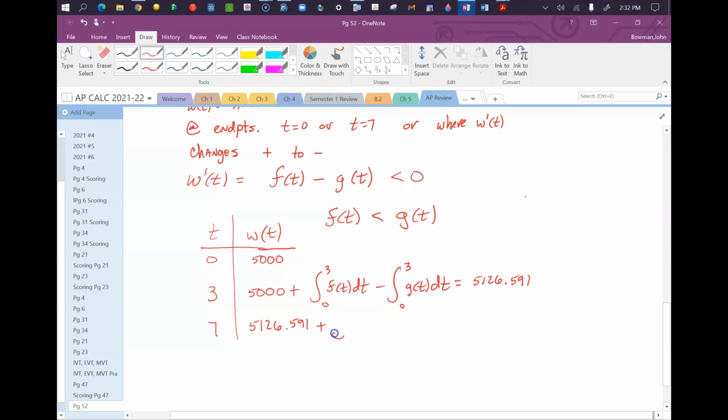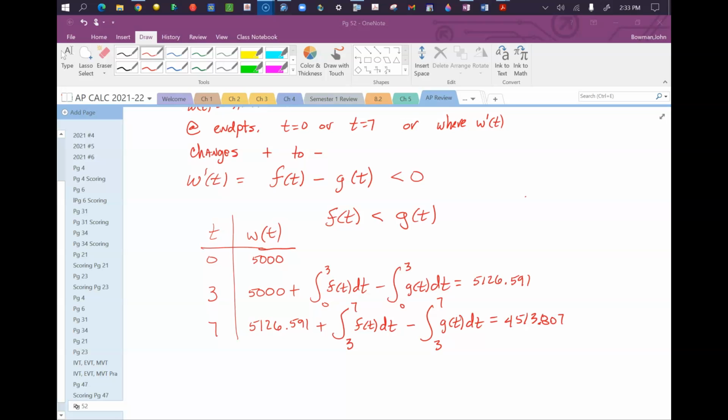Similarly, at time 7, you're going to start with what you had at time 3, 5,126.591, plus the integral, we're only integrating from 3 to 7 of f of t dt. So the amount that we started with at time 3 plus what was added minus what was taken away, the integral from 3 to 7 of g of t dt, and that turns out to be 4,513.807 gallons.